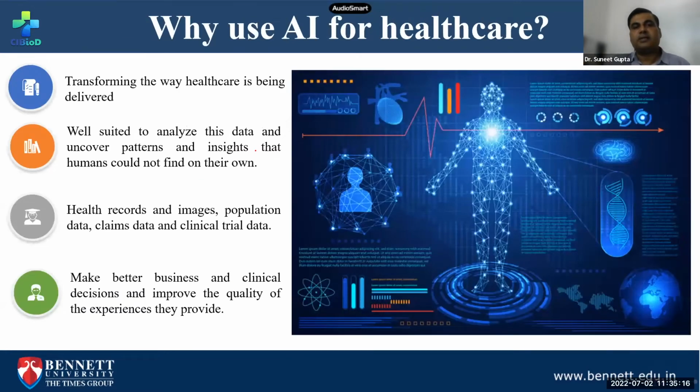Another important topic is why use AI for the healthcare sector. Number one, in healthcare sectors, AI is contributing a lot and transforming the way healthcare is being delivered. I think all of us are working in the domain of healthcare.